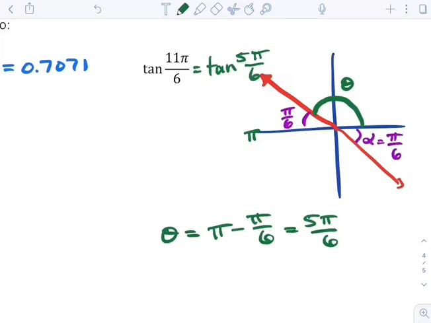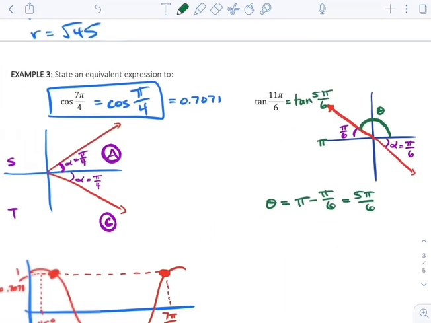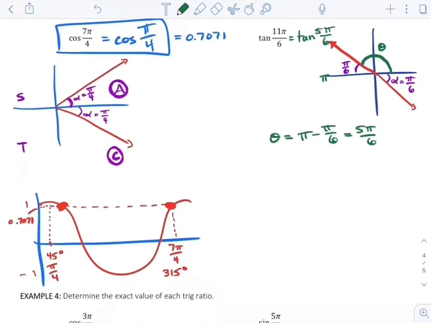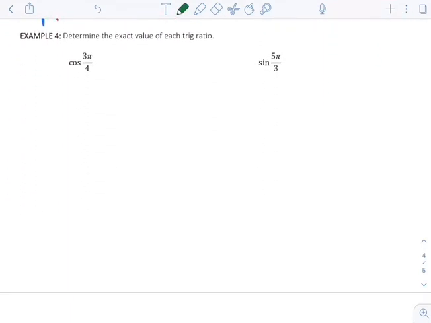Remember, 2 quadrants are going to be positive and 2 quadrants are going to be negative. This one we found out had the terminal arm in the 4th quadrant, which gave a negative value for tan. So the equivalent must be in the 2nd quadrant with a negative value for tan, with that related acute angle of pi over 6. And we'll keep going here.